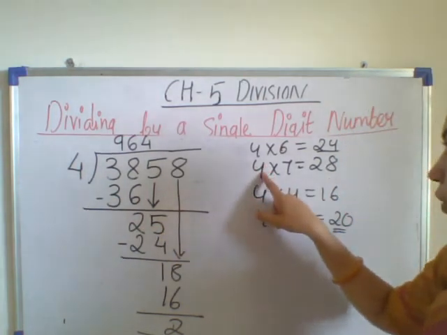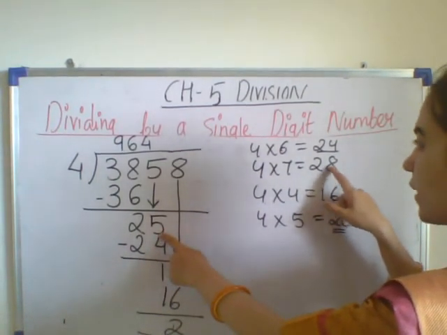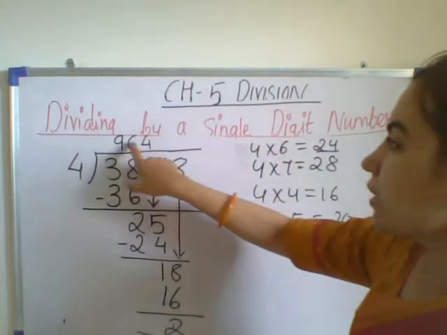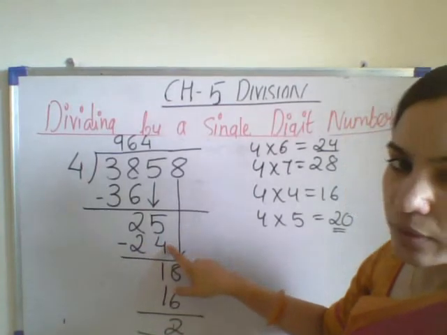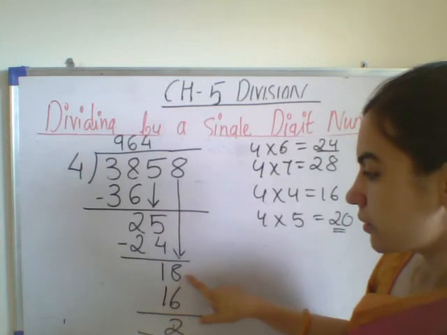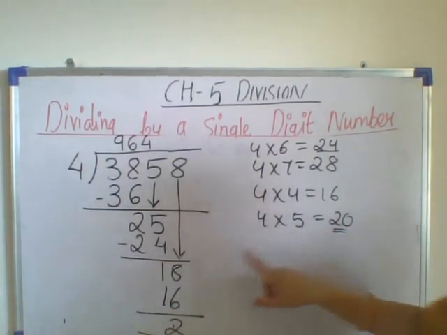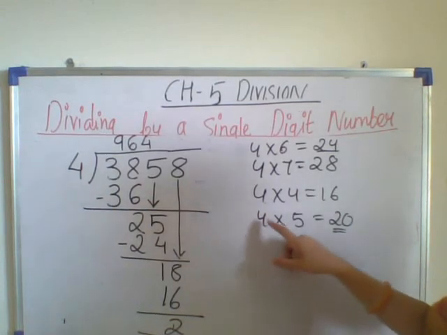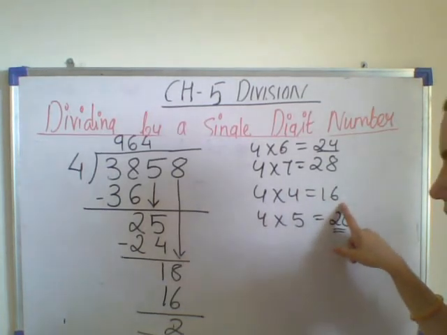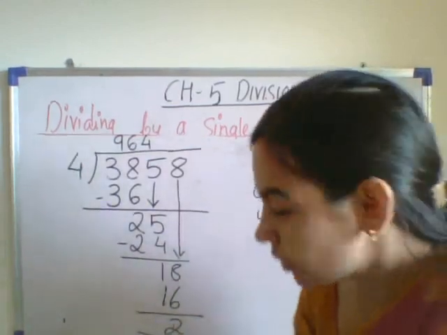Then 4 multiplied by 7 is 28. 28 is greater than 25, so we'll be writing 4 multiplied by 6. We'll be writing here 4 6s are 24. 5 minus 4 is 1, we'll be carrying down this 8. Now 4 5s are 20, as 20 is greater than 18, so we'll be considering the above number, that is 4 multiplied by 4 is equal to 16. Now 8 minus 6 is 2.